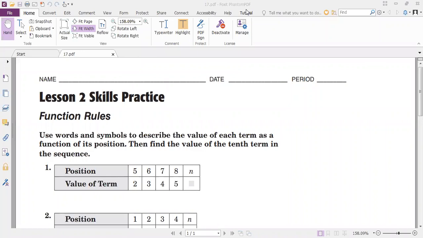Use words and symbols to describe the value of a term as a function of its position. Then find the value of the 10th term in the sequence. So again, we need to find the samples and the numbers of this one, which describe the sequence, okay?